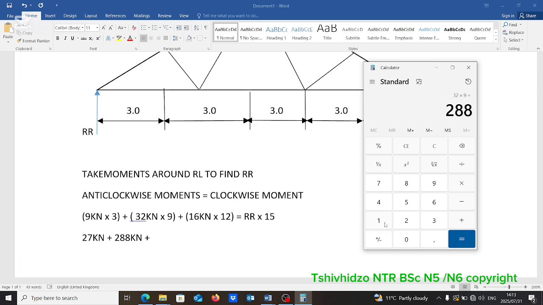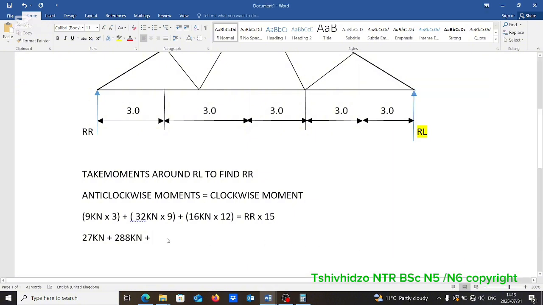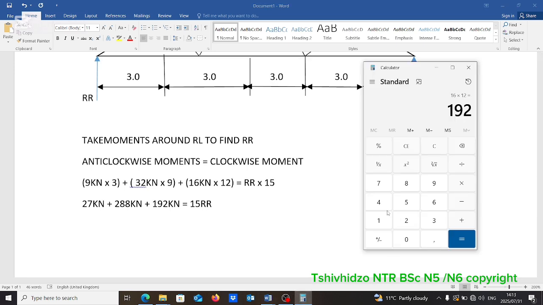Then let's go to the calculator. So 16 multiplied by 12 equals 192 kilonewton. So equals to, let me do it in this way, 15 RR. So it will be, on the calculator, 192 plus 288 plus 27 equals, then divide by 15.